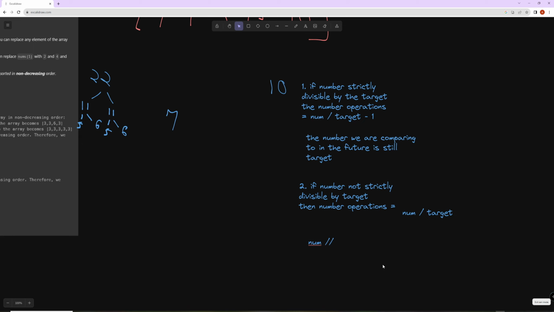So it's going to be number divided by the total amount of numbers that we made. And what is this total amount of numbers that we made? It's simply operations plus 1, right? So that's pretty much all that is. Now if we combine that together, our new number that we're comparing to is number lower divide by operations plus 1.